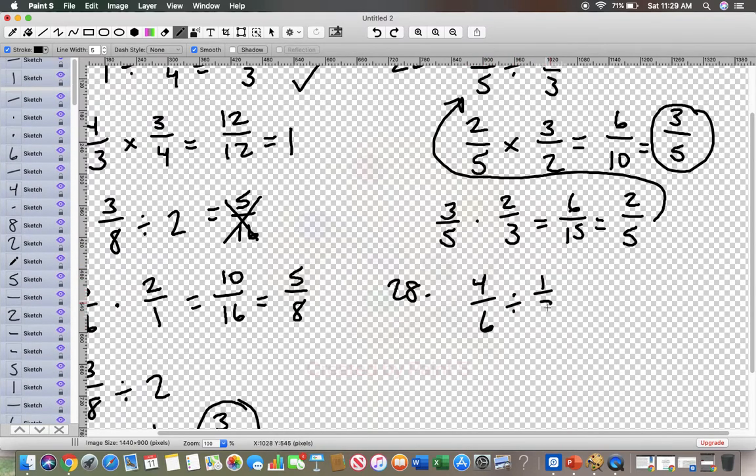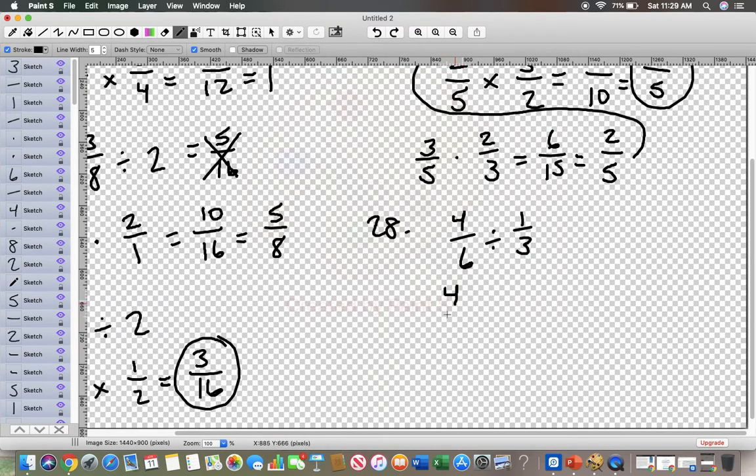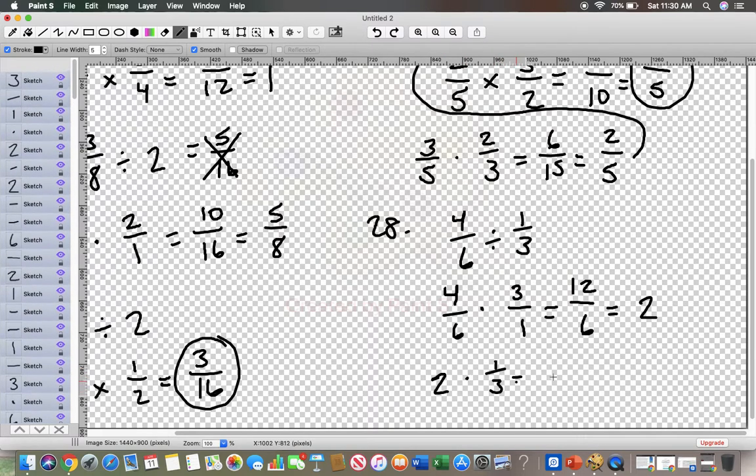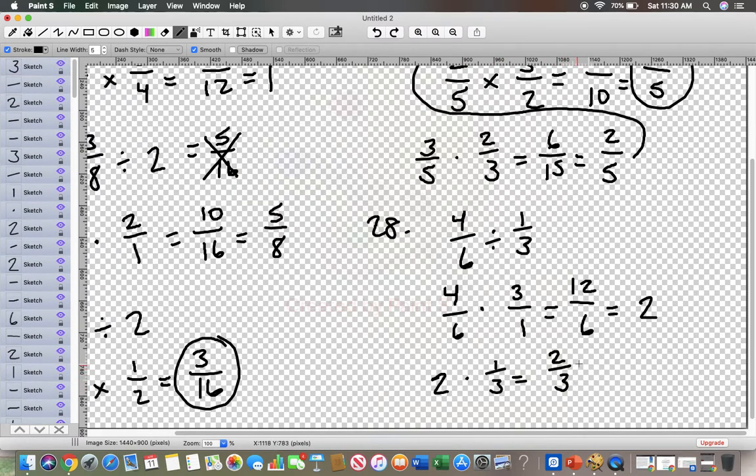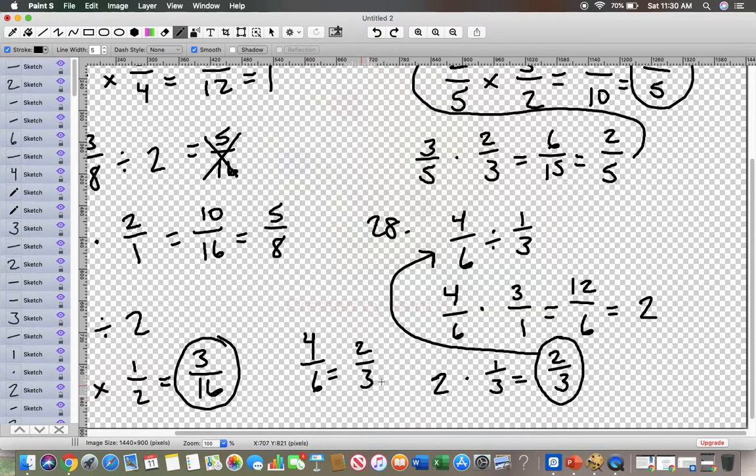Let's do number 28, one of your homework problems. 4/6 divided by 1/3. Don't change that first one. 4/6 times, take the reciprocal of 1/3, which is 3/1, or just 3. 4 times 3 is 12. 6 times 1 is 6. That can reduce down to 2. Multiply. 2 times 1/3 is equal to 2/3. Is that the same as 4/6? Can you reduce 4/6? What does 4/6 reduce to, class? It does reduce to 2/3, so 2/3 and 4/6 are the same.